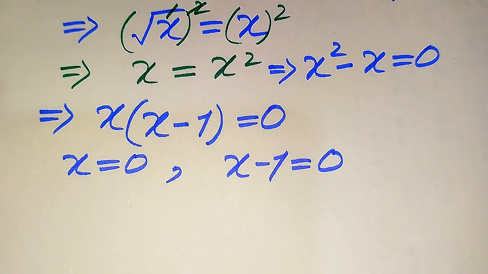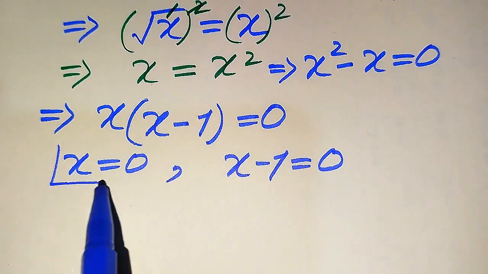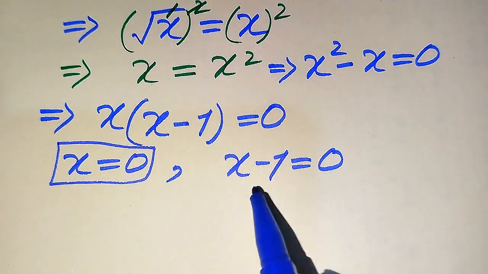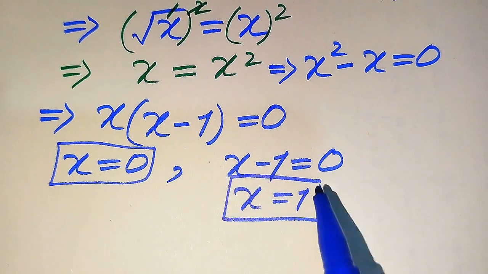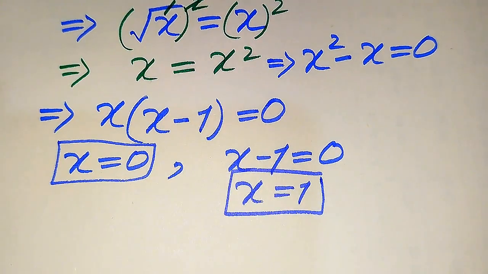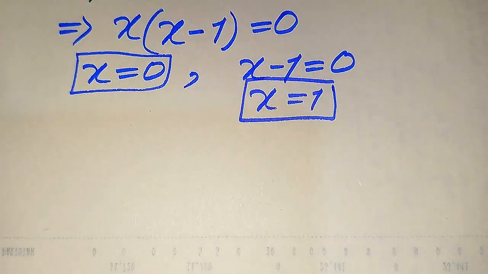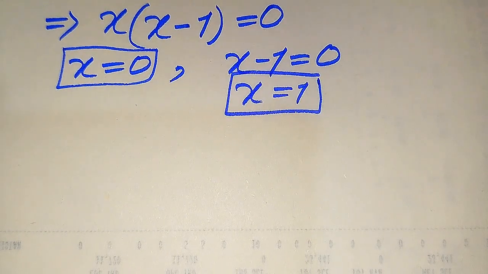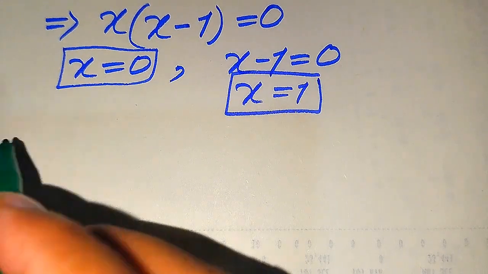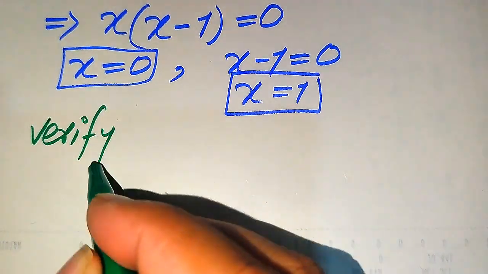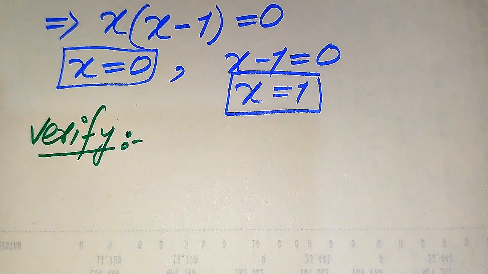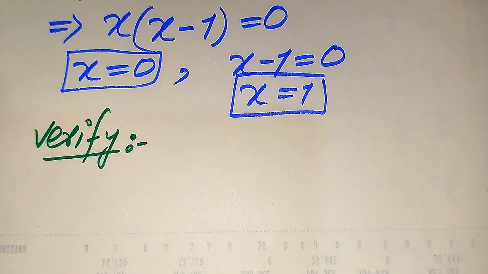So here you see that this is our first root of the given equation, and from here we get the value of x is equal to 1. This is our second root of the given equation. And now you see here from the first method there are two roots of the given equation, and now in the next steps we need to verify whether these two roots are solutions of the given equation, or these two roots are extraneous roots.